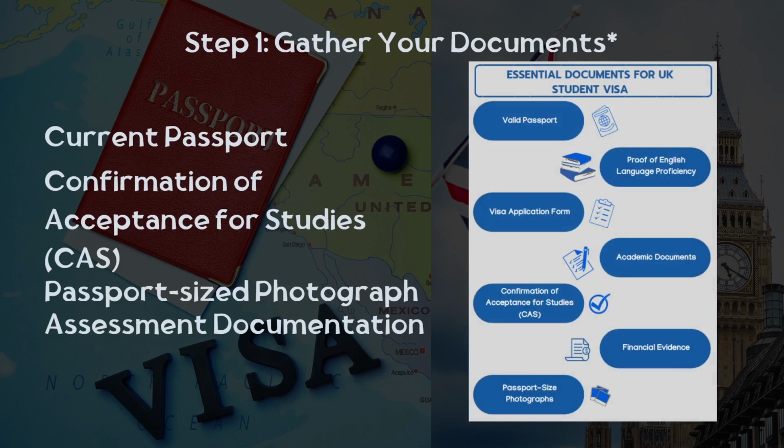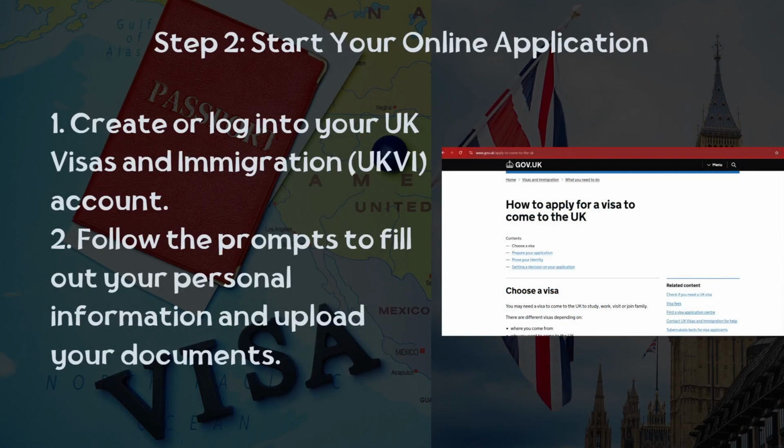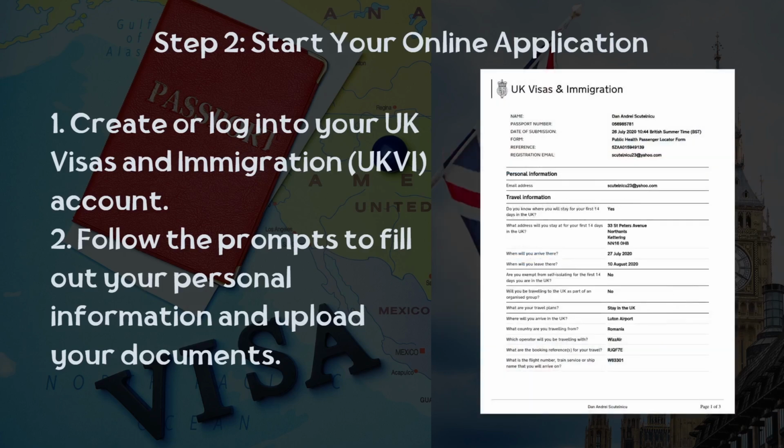Step 2. Start your online application. All applications must be completed online. Head over to the official UK government website to begin. Here's what you need to do. Create or log into your UK Visas and Immigration, UKVI, account. Follow the prompts to fill out your personal information and upload your documents.